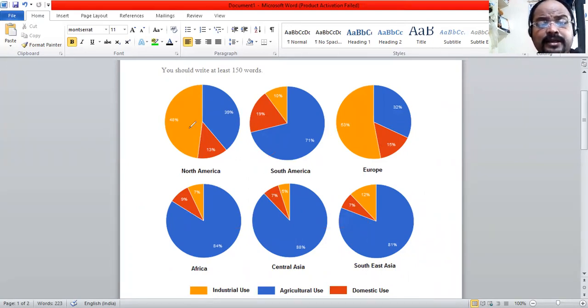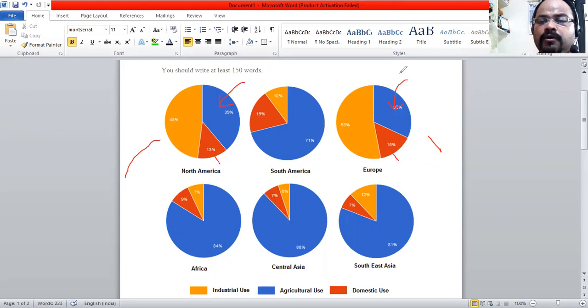Now, what we can see in North America and Europe is that the agricultural sector gets the second most water usage. So 33 and 39, 39 and 32 percentage. And the next is for the domestic purpose.